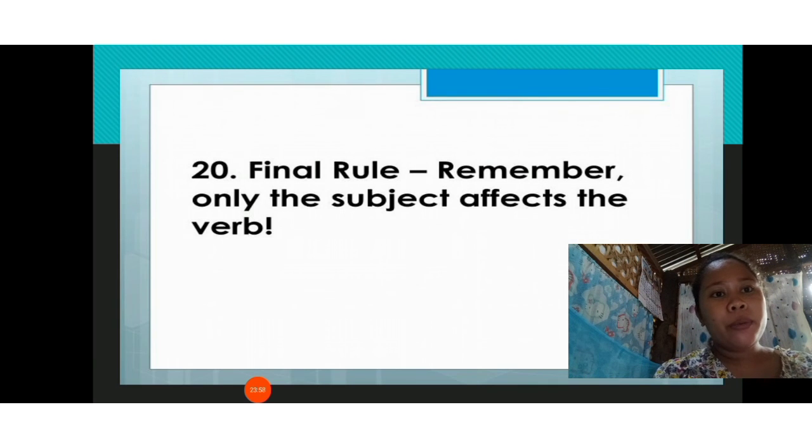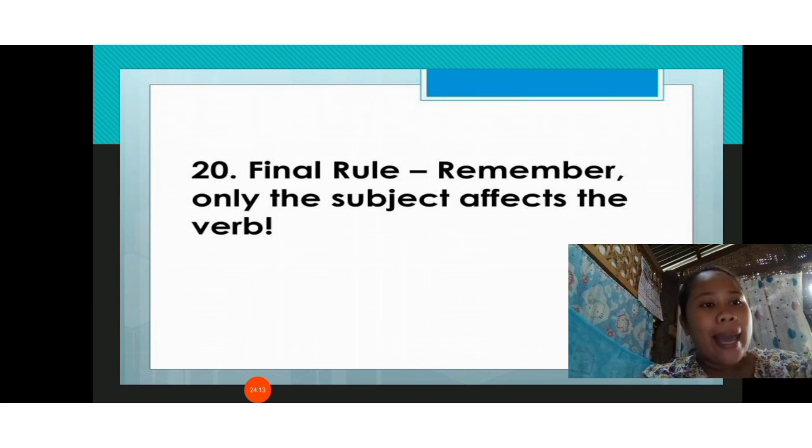And for our final rule, remember, only the subject affects the verb. Let's go back to our first rule: the subject only affects the verb. So again, if our subject is singular, then our verb is also singular. If our subject is plural, then our verb would also be plural.